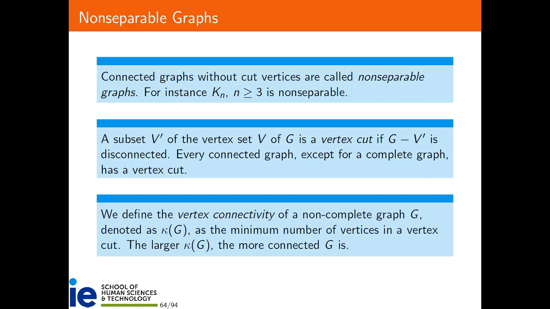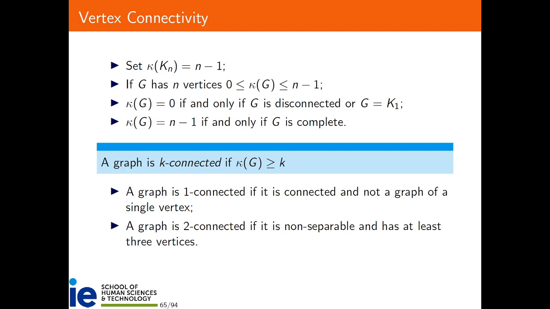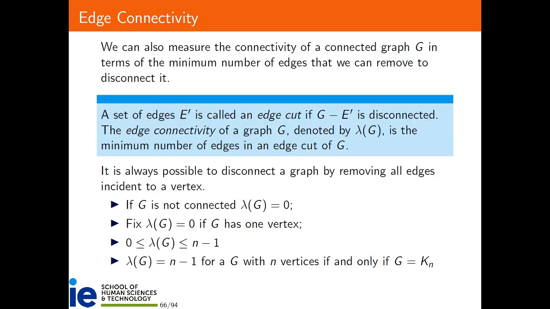in order for the graph to become disconnected? So the concept is what we call vertex connectivity, that we call kappa G. Now, the vertex connectivity of a graph is the minimum number of vertices in a vertex cut. So the larger kappa G is, the more connected G is, because I need to choose more and more vertices in order to disconnect the graph. Now here there are some definitions and some properties of some special graphs that I do not want to focus on right now. But similarly, we can also define edge connectivity.